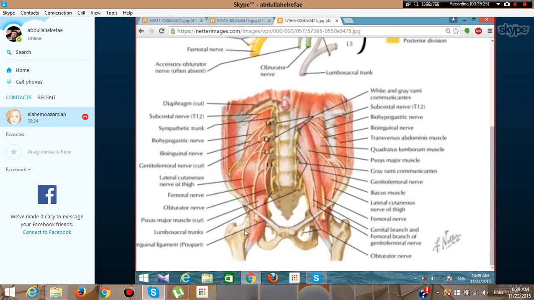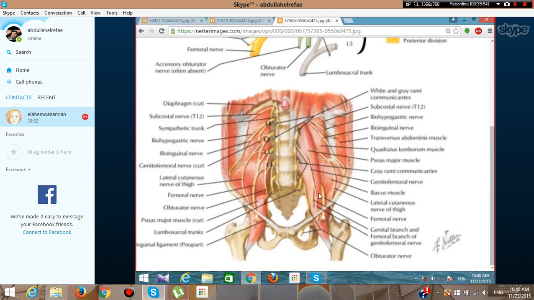Okay, then we have here three nerves: the genitofemoral, femoral, and obturator nerve. Look at the other side. So we need to find genitofemoral, femoral, and obturator, right? Femoral nerve, this is psoas major. Femoral is lateral to the psoas major.